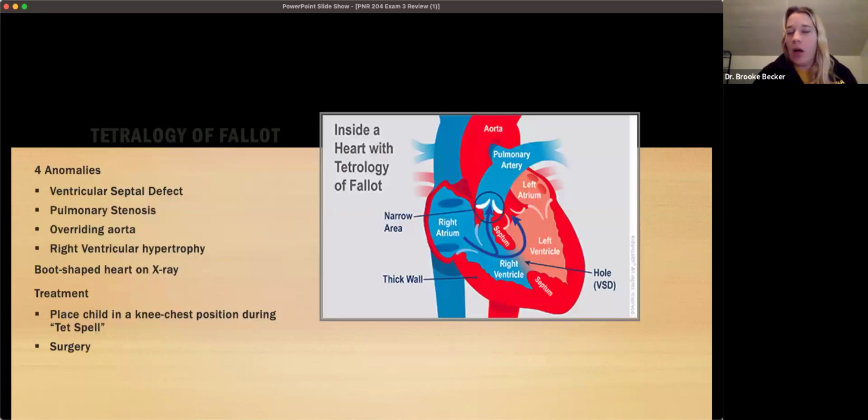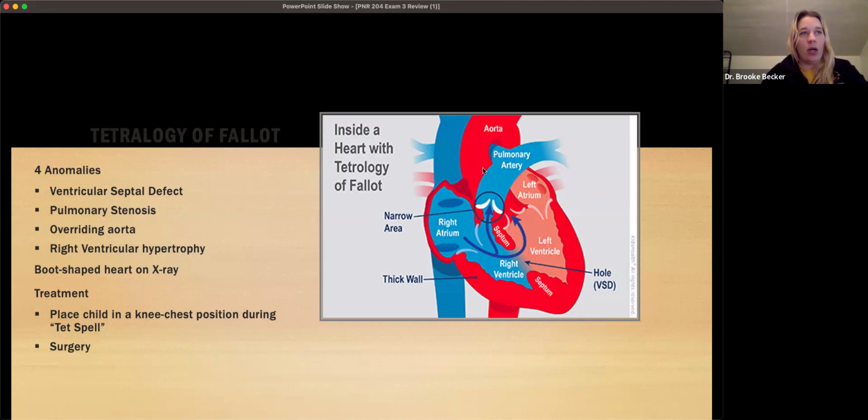Okay, tetralogy of Fallot. On HESI and exam questions, there tends to be a lot about tetralogy of Fallot because there are a lot of defects with it. So it's one that they can ask you about, and they need to make sure that you know all the defects and what they do. So it's four different defects. They're going to have a VSD, pulmonary stenosis, an overriding aorta, and a right ventricular hypertrophy. With the VSD, they're going to have that shunting, right?